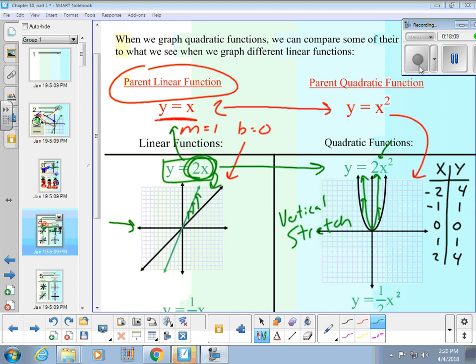And a bigger number, guess what? A bigger number for that, in this case 2x squared, or 4x squared, or 6x squared, as that number gets bigger, what do you know? It's going to stretch that U even more and more, and make it appear even steeper and steeper.